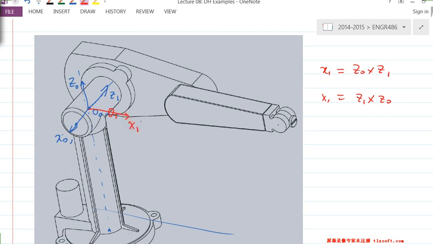Now, as you're going to see, there are different ways of placing this O2. The reason is, what's the relation between Z1 and Z2? They are parallel, right? So technically, you can place your O2 anywhere along this Z2. Maybe I can place my O2 along this line, maybe I can place it over here. If I do this, that actually will make one DH parameter zero. If I place it here, then my X2 is here, then the distance between X1 and X2 becomes zero. That d value will be zero.